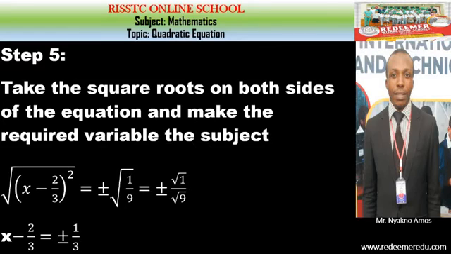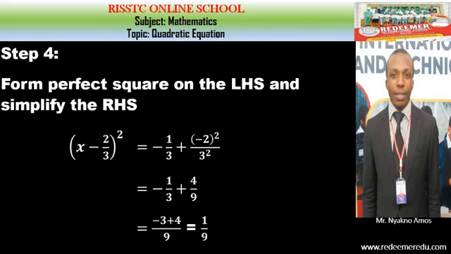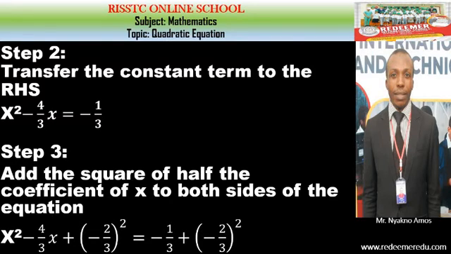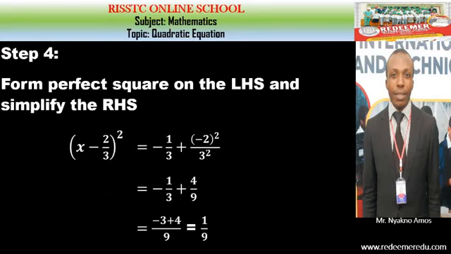Step number 5. Take the square roots on both sides of the equation and make the required variable the subject of the formula. Now look at this. If you take the square root of a number that is squared already, the only effect is that it removes the square, taking the fractional index law of indices into consideration. So the number that we have here is (x minus 2 all over 3) squared.